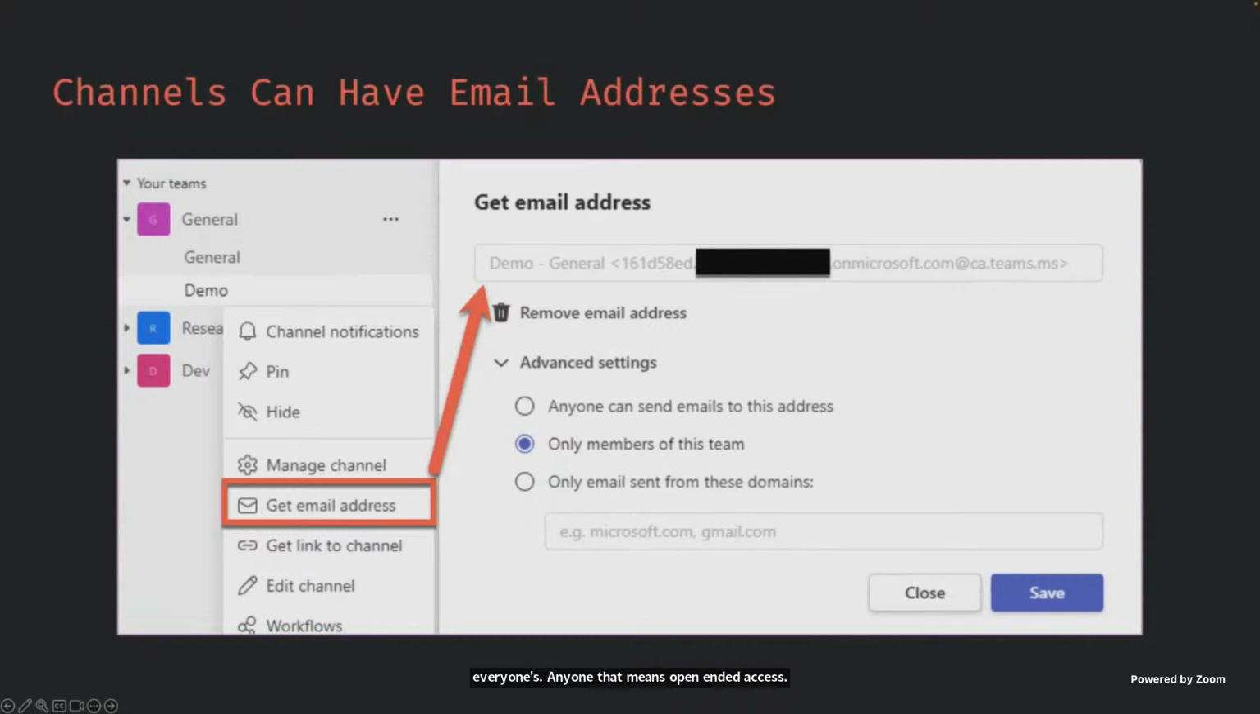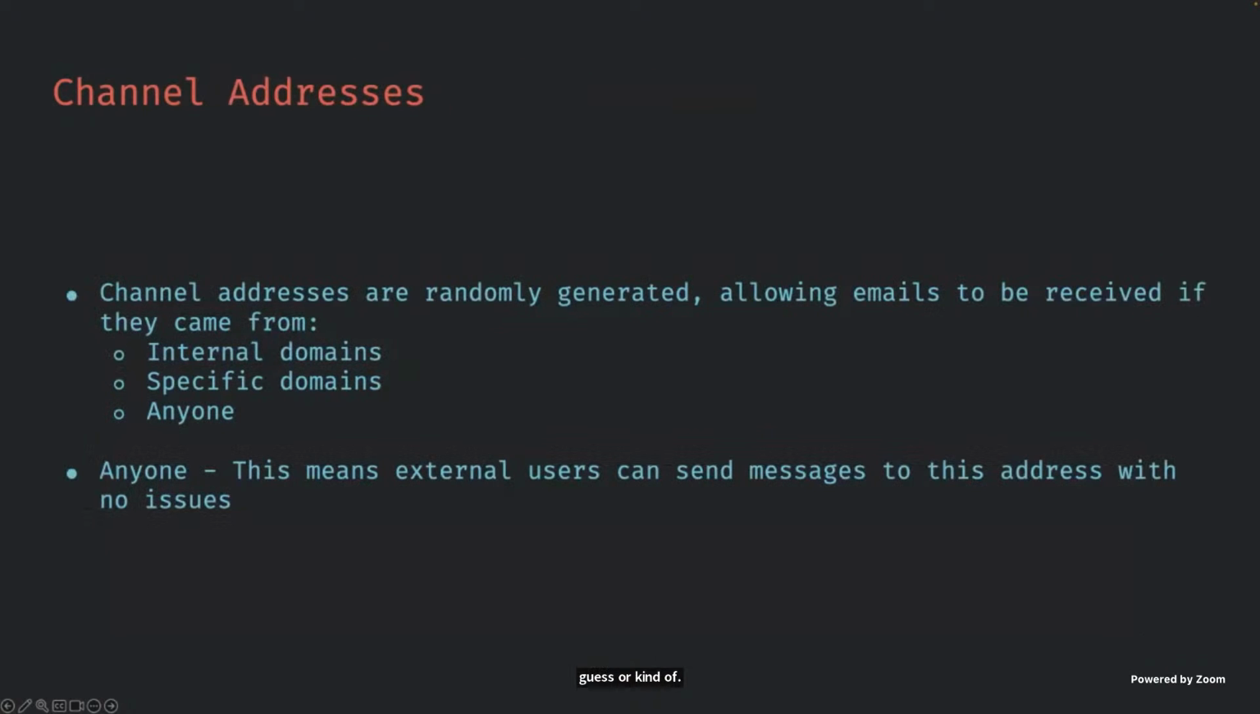These email addresses are generated with a random string, so they're very hard to guess or predict. There's no way to enumerate them blindly. And as I mentioned, those are the 3 types of options. What's really important here that we want to focus in on as an attacker is the anyone option, because this means that any external unauthenticated user can send a message to this email address and it gets translated into a message in Teams.